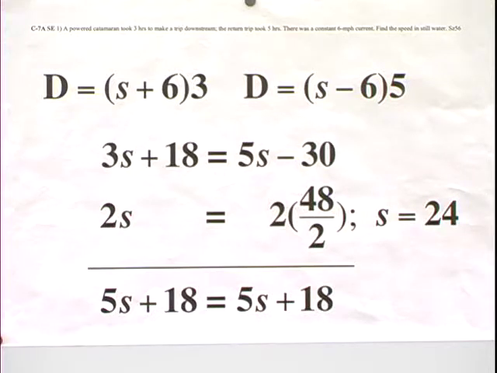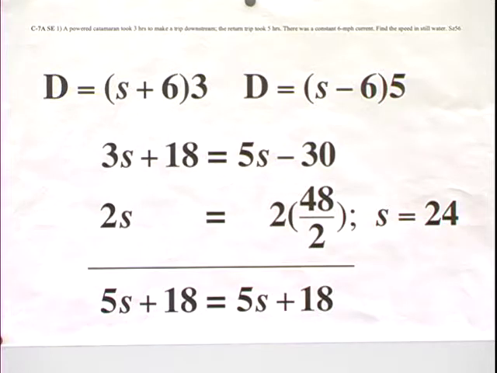2 times s equals 2 times 48 divided by 2. When you multiply by 2 and divide by 2, that's the same as multiplying by 1. So s, when you do this division, is equal to 24 miles per hour, the speed in still water. And this is the unique solution. I don't have to test it back in the original equation, because when I add this symmetrical equation and it gives me translational symmetry, then that is the unique solution.